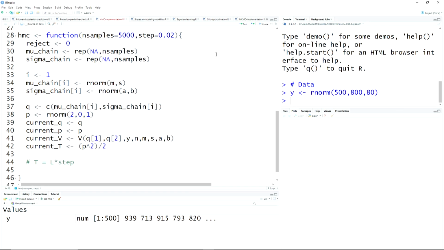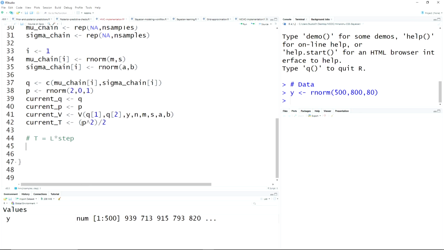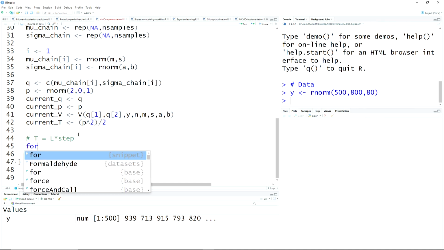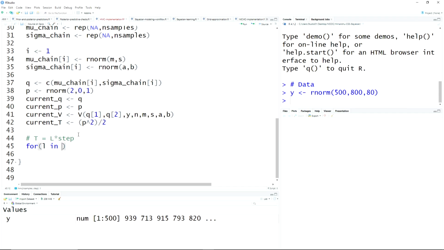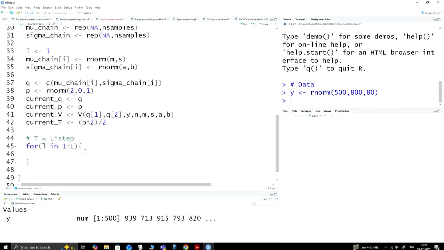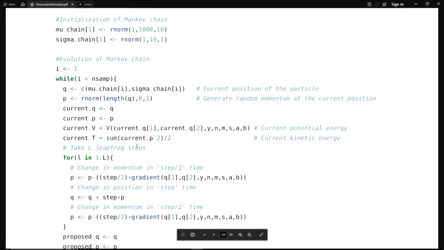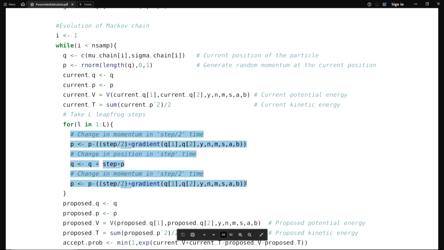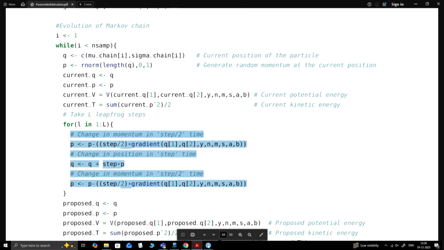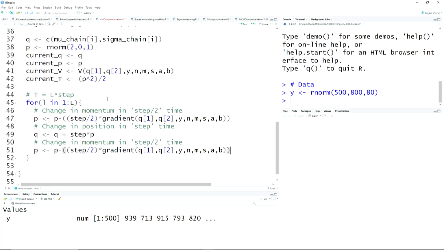And we discretize this capital T into L number of leapfrog steps, right? And the step size is defined by this particle step, right? So I will run this loop through each leapfrog step. So basically I will iterate through each leapfrog step, and then I do half step update for momentum, full step update for position. So here I'm doing half step update for momentum, full step update for position.